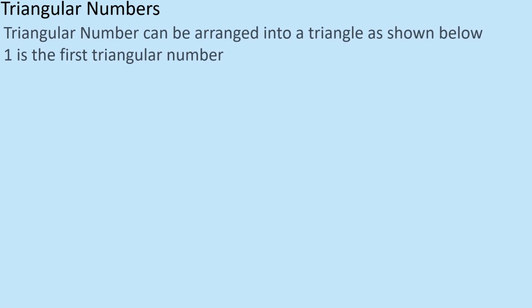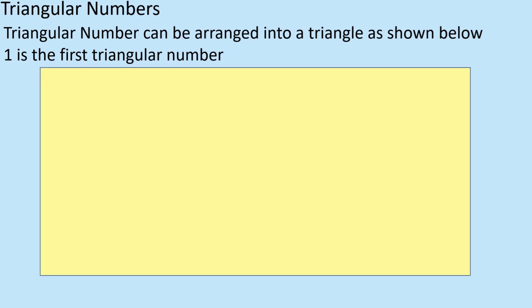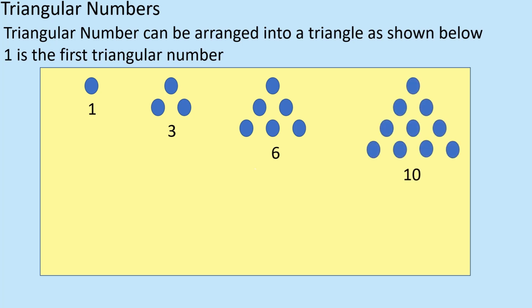Triangular numbers are numbers that can be arranged into a triangle. The first triangular number is just 1. Then you add 2 to it, which gives you a little triangle, and so it gives you 3. Then you add 3 to it, which takes you to 6, so 6 is a triangle number. Then you add 4 to it, which gives you 10, and that's another triangle number, and so on.